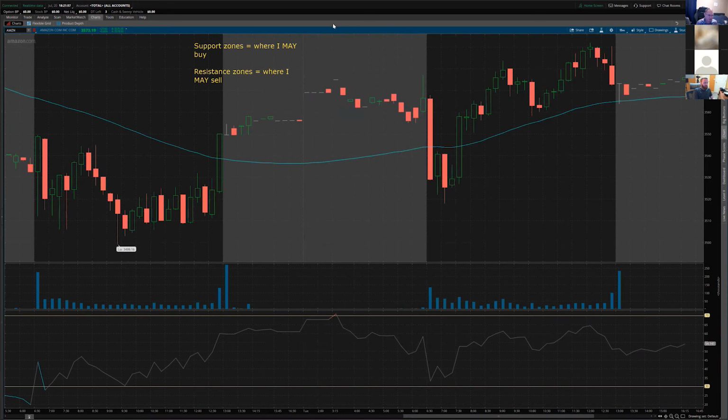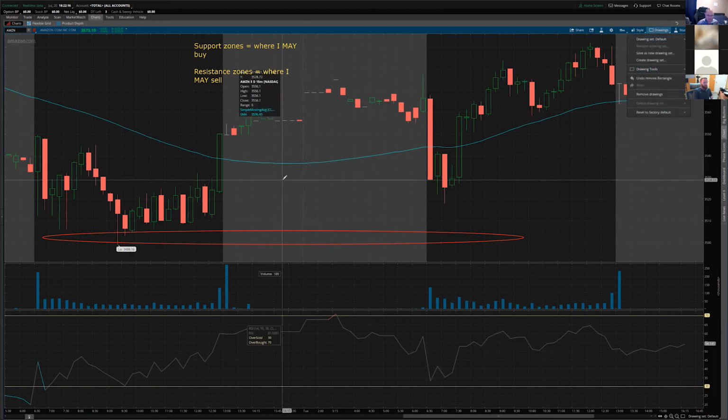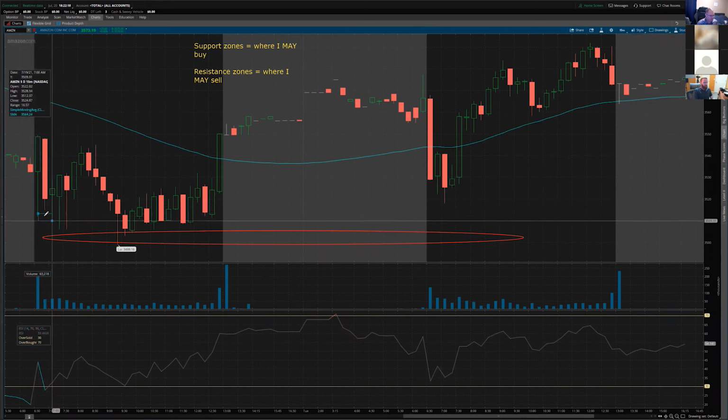So I can see right here, give me one moment. I can see it hit this zone down here. Now it wasn't up there, but this is a $20 difference. And with Amazon, $20 is not a lot in terms of a stock, but you can see, if I were to draw my zone, I would draw this zone right here.